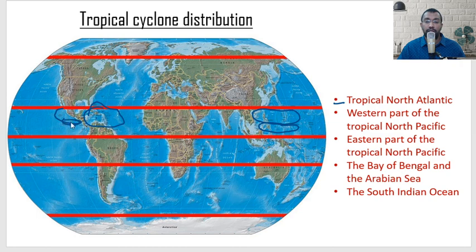So across these regions, tropical cyclones have also been observed across the Bay of Bengal waters as well as the Arabian Sea waters, and they're also seen across the South Indian Ocean as well. So these are all the regions where you get to see a good amount of tropical cyclones distributed.